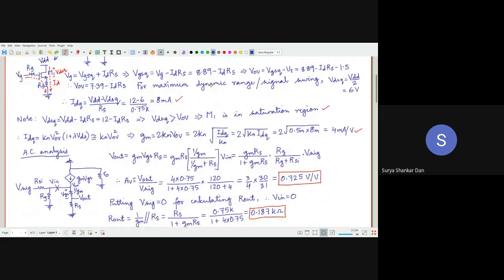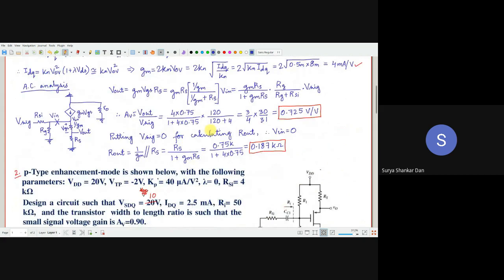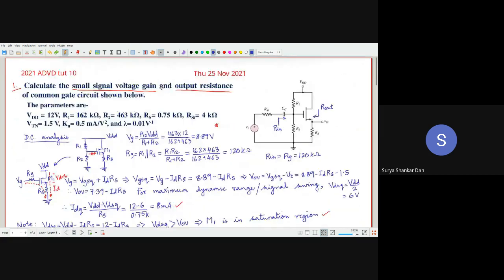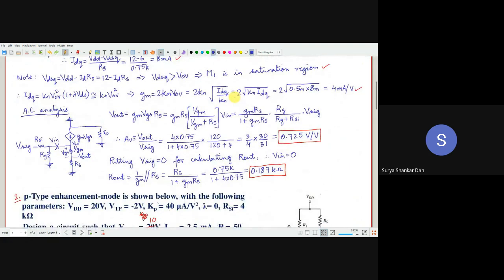Okay, so I just substitute the values and obtain the value. Now, the next part: we have essentially obtained the voltage gain. Now our objective is to find out the output resistance. How to find the output resistance? Again, done in your MEC course.